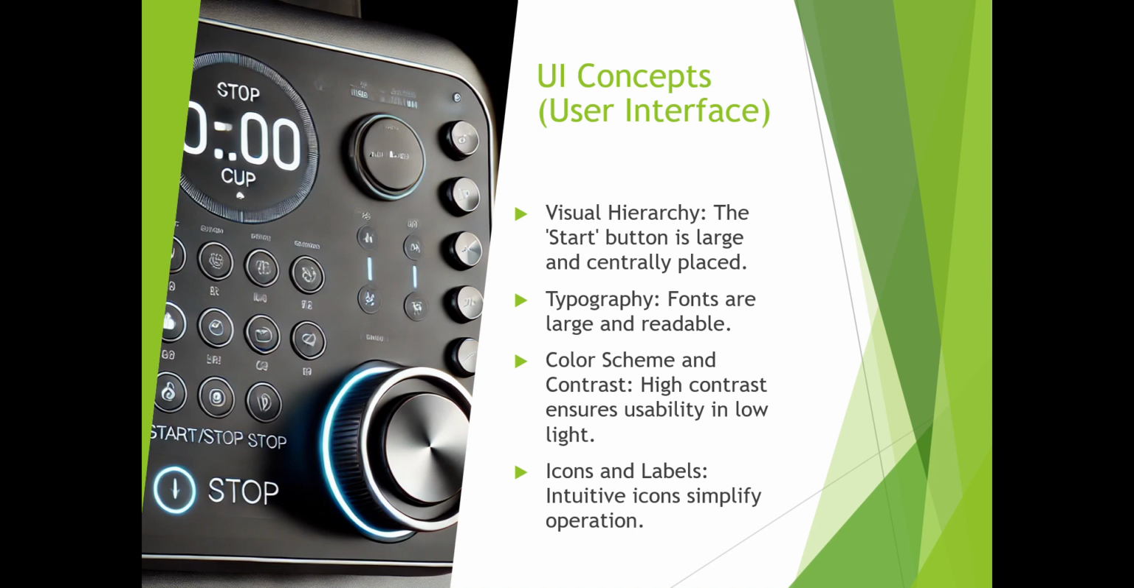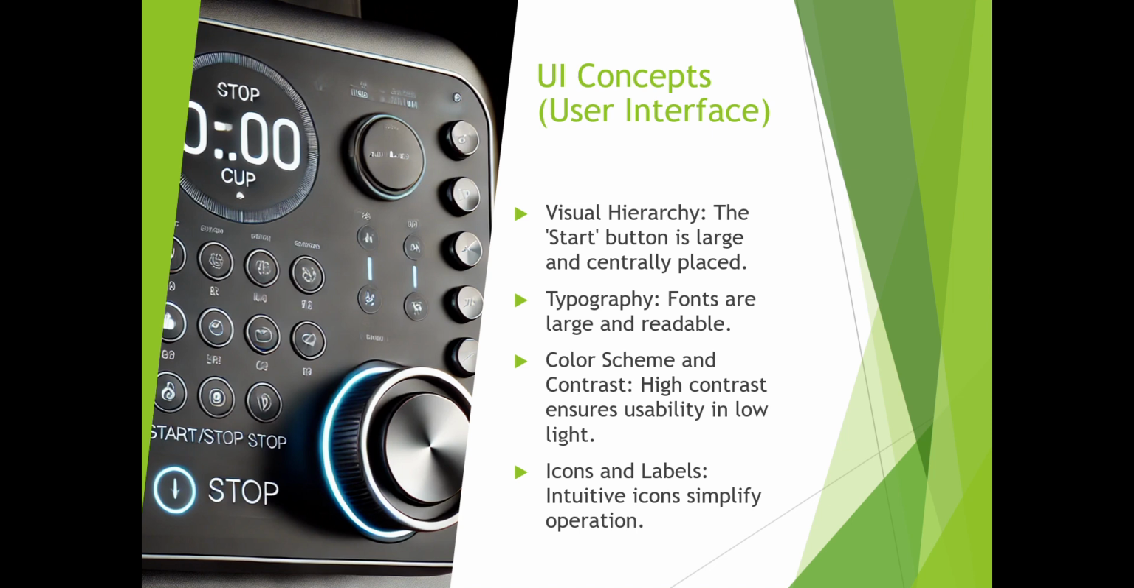This is what the user sees and interacts with on the machine. First is the visual hierarchy. One great example is the Start button. It's larger than the other buttons and placed in the center. This makes it easy to notice and use for starting the coffee brewing process.